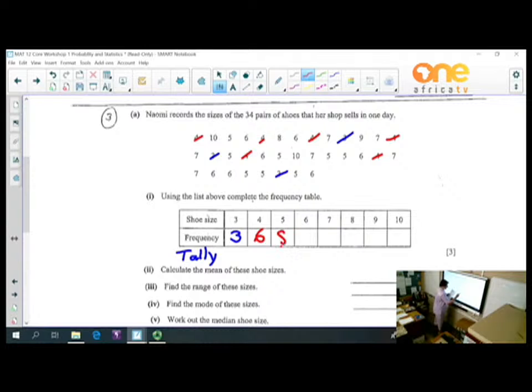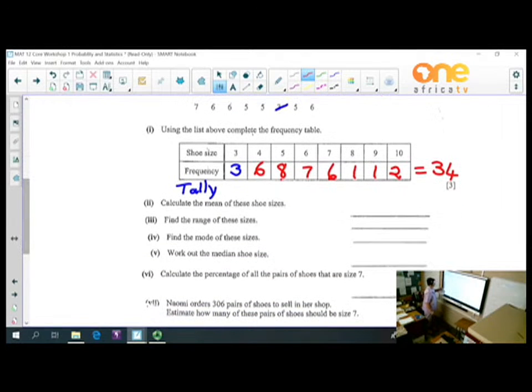Of 5, I have 8, 7, 6, 1, 1, 2. Again, make sure that this adds up to the original 34 pairs of shoes. In that way, you can make sure that you have them all. Again, what is the mean? It is total divided by frequency.